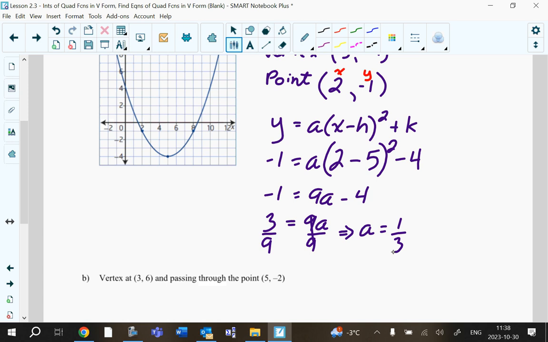So now you're ready to write the equation. You don't put anything in for y and x when you write your final answer because y and x represent any points on the equation. So I'm going to go y equals a, which I just found to be a third, times x minus h, which we know is 5, squared, minus 4.